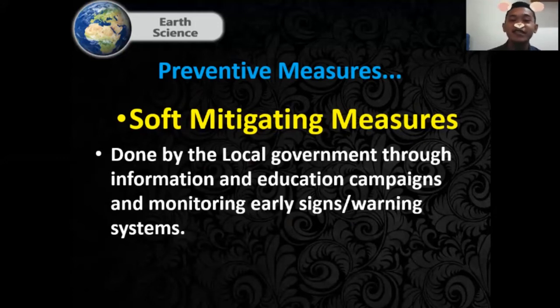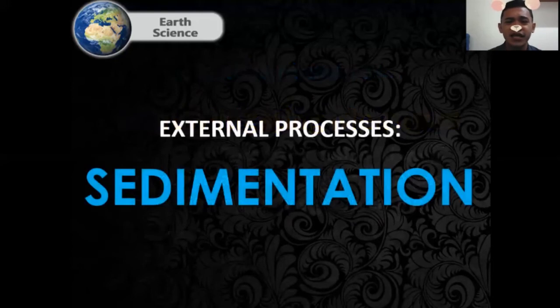And monitoring early signs and warning systems. So, soft mitigating measures are one of the preventive measures, no? Para maiwasan natin yung mga disasters such as your mass wasting.